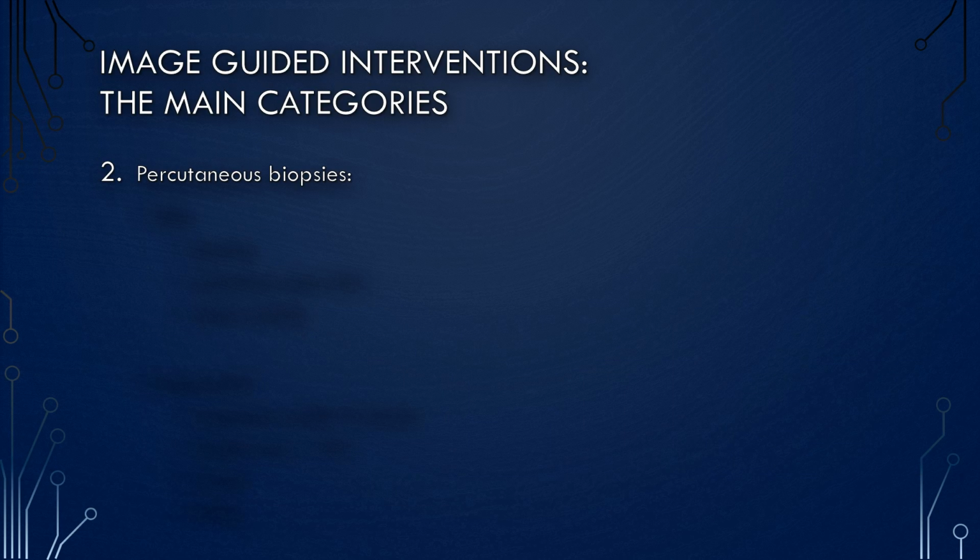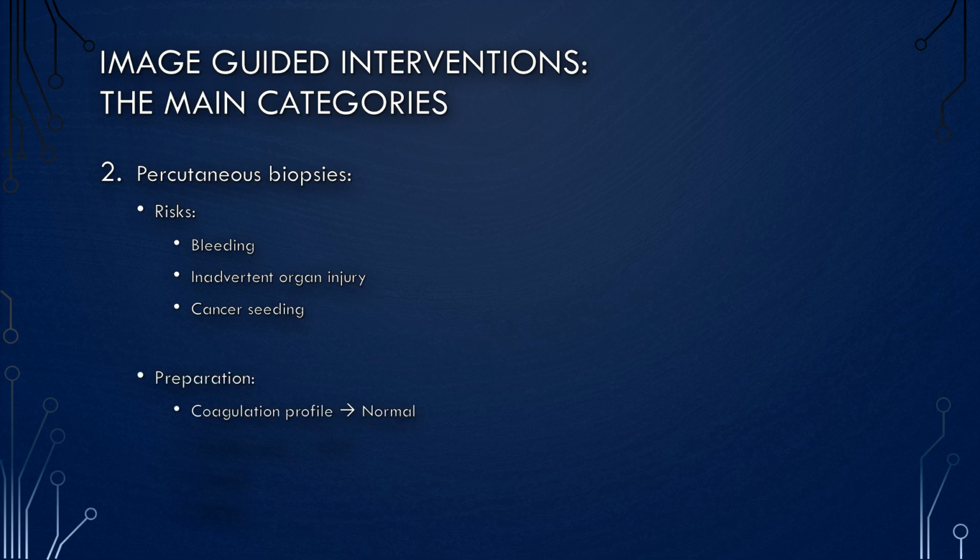Like any other surgical procedure or interventional procedure, percutaneous biopsies can get complicated. Complications include vascular injury with subsequent bleeding, inadvertent organ injury, so injuring the colon while trying to get a liver biopsy, for example. And sometimes cancer can go through the tract in which the needle was inserted.